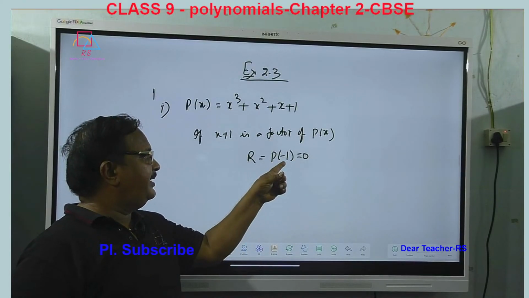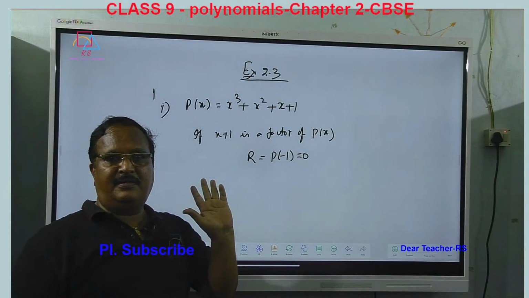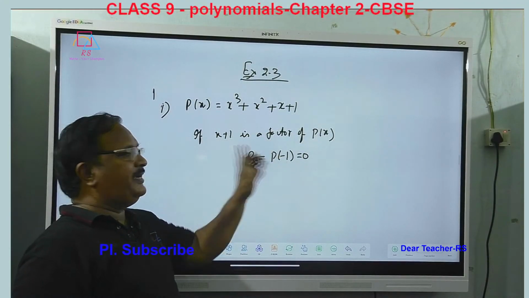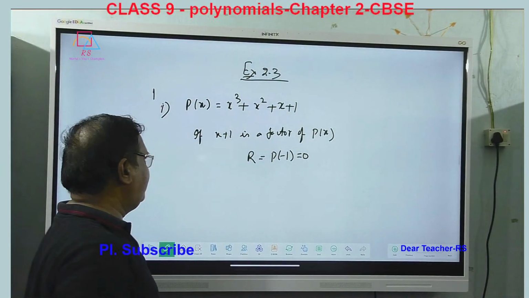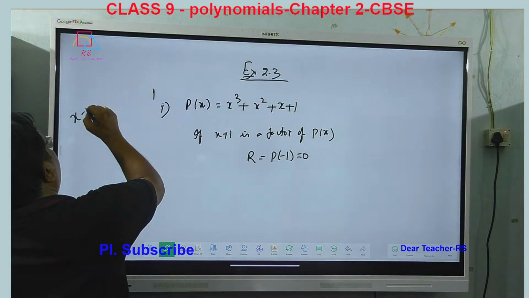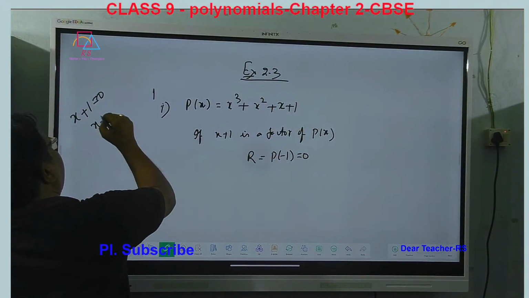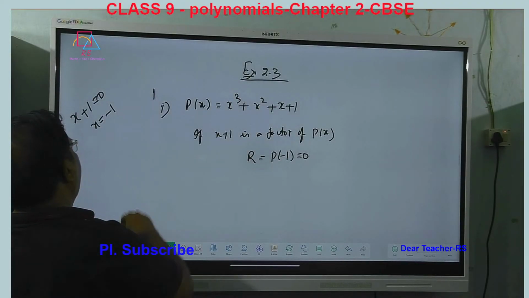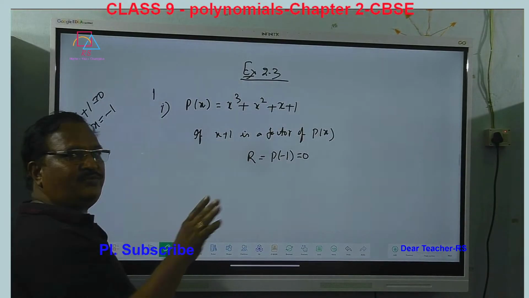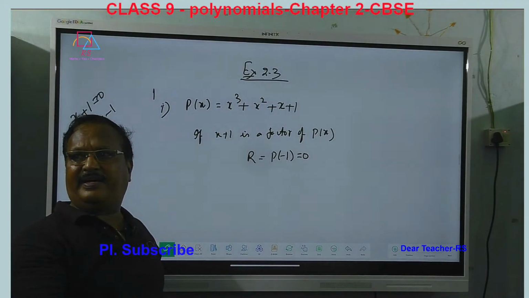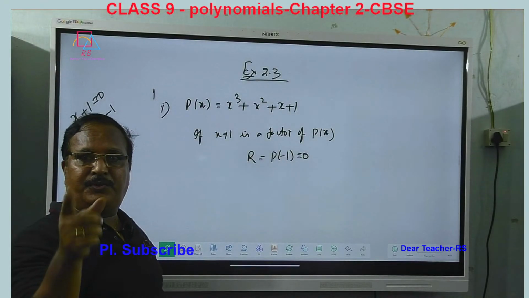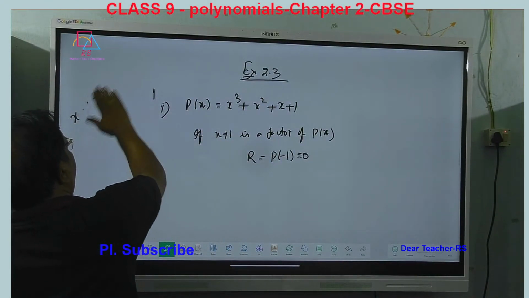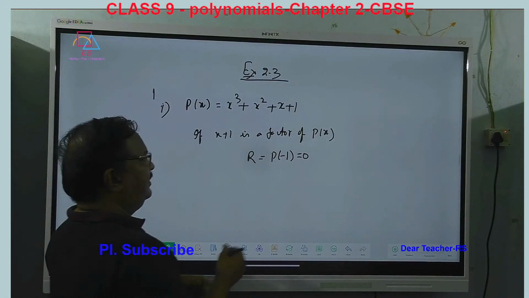Now we have to find P(minus 1). How did you get minus 1? x plus 1 is the linear polynomial. The zero of x plus 1 is minus 1. How do you find the zero? x plus 1 is equal to 0, x is equal to minus 1. So in place of x plus 1, any divisor might be there. You have to find the zero of this divisor and put it here.